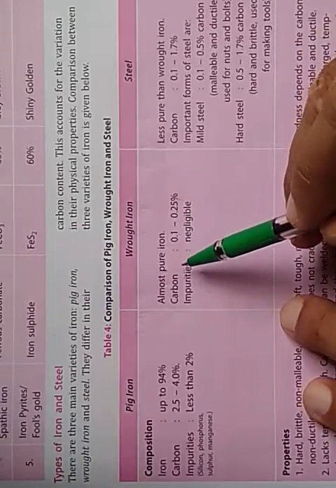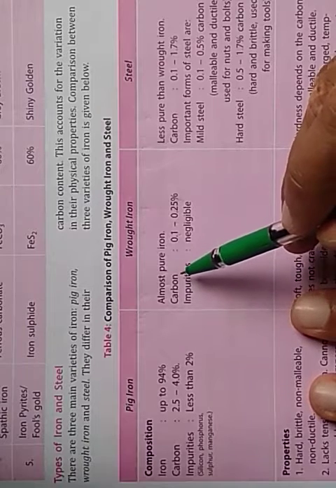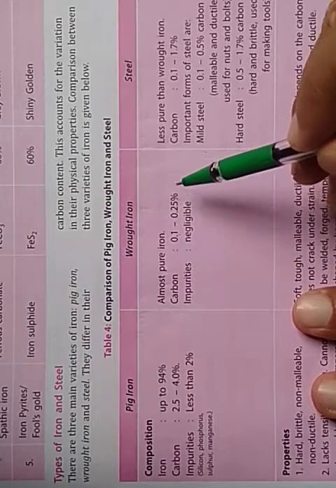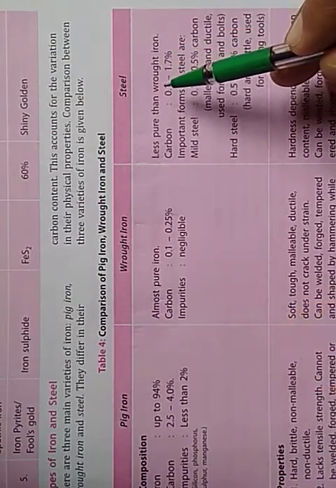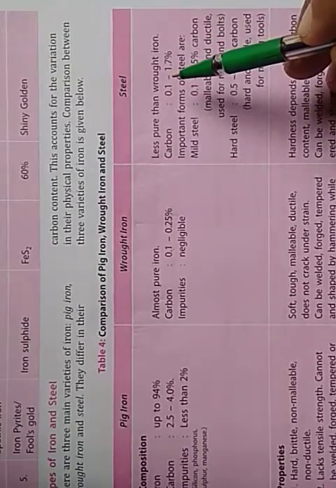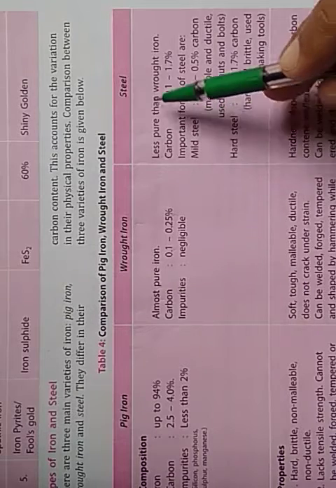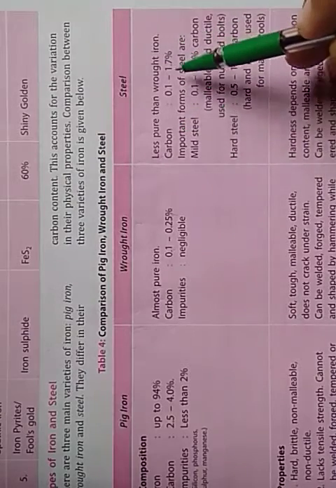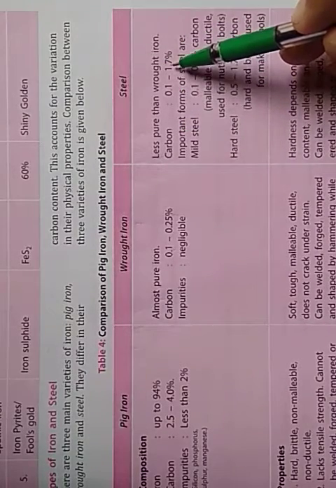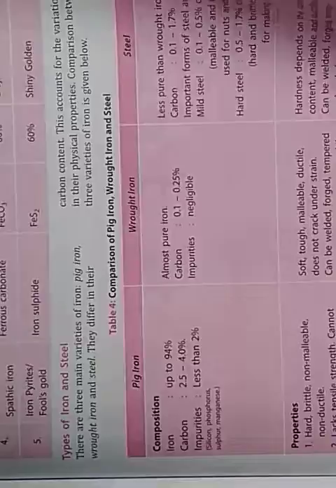Now wrought iron is almost pure iron. The percentage of carbon is 0.1 to 0.25. Steel is less pure than wrought iron, but more pure than pig iron, because the impurity in steel is due to the carbon present in the steel, which is 0.1 to 1.7%. So this is all about the types of iron and their ores.